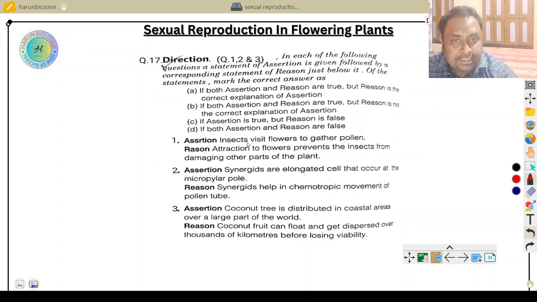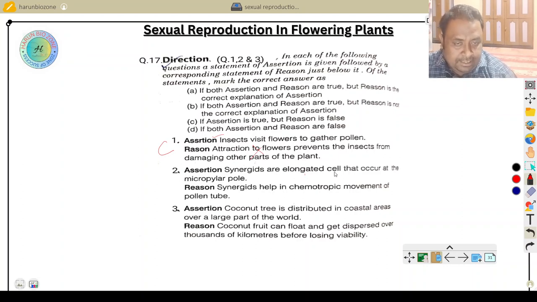Assertion: insects visit flowers to gather food, pollen. Yes, it is right. Reason: attraction to flowers prevents the insects from damaging other parts of the plant. No, this is not right. So here C is the correct answer, that is, assertion is right but reason is false.